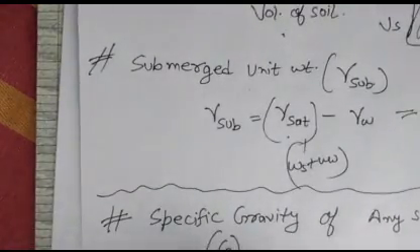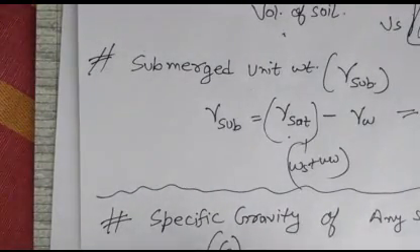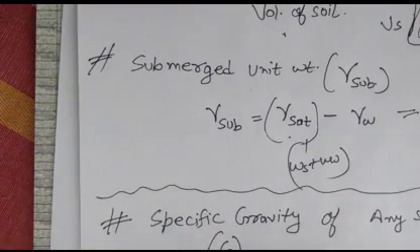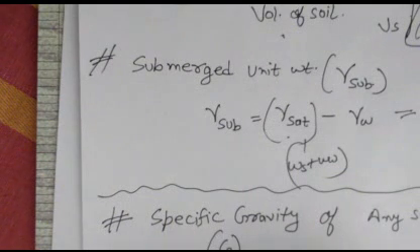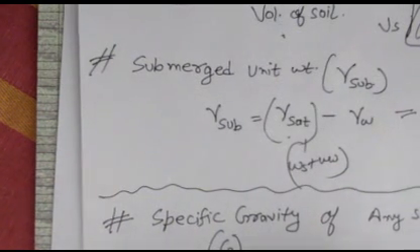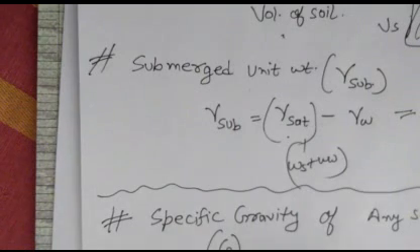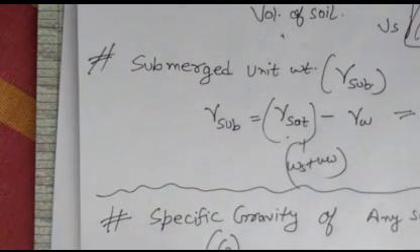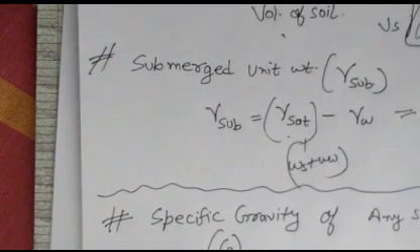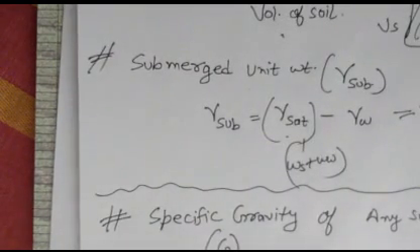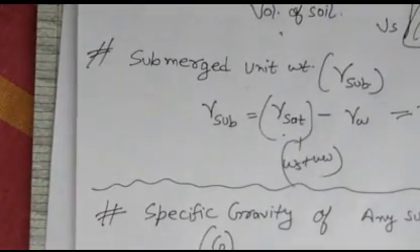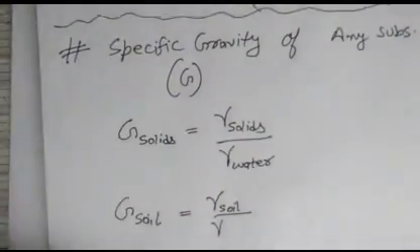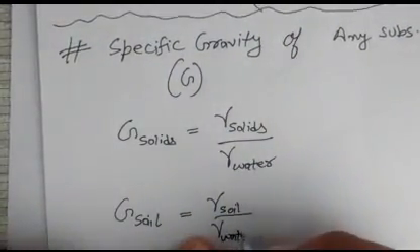So here if I talk about specific gravity of solids, not soil, I am talking about solids. What is going to happen? Weight density of solids by weight density of water. If I am going to talk about specific gravity of soil, what will happen is weight density of soil by weight density of water.